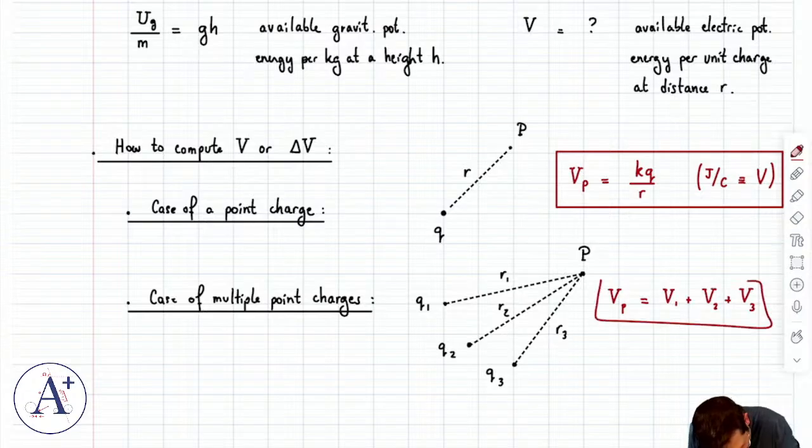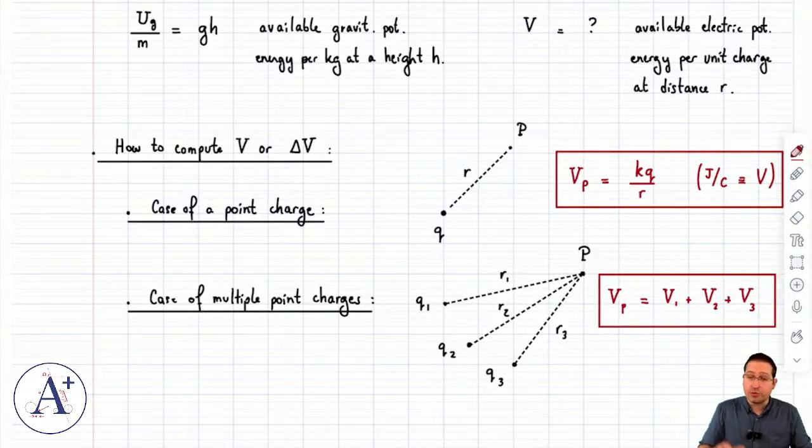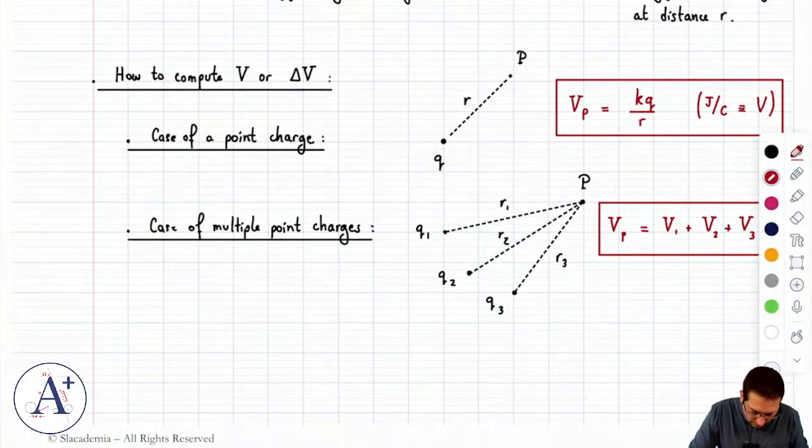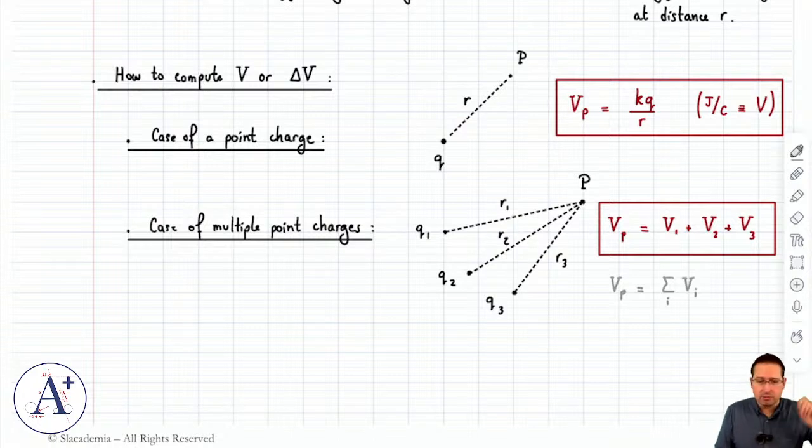Okay. And of course, it continues if you have more than 3 point charges. You would probably write it like this: V at P is going to be the sum over i of all the different Vi's, and i can go from 1 to however many you want. The point is, if you have more than 1 point charge, you take one at a time, find V for each one, add them all together, and you get V at point P.